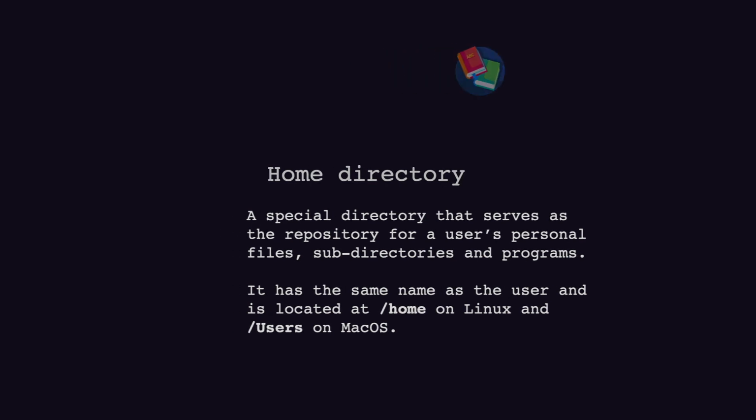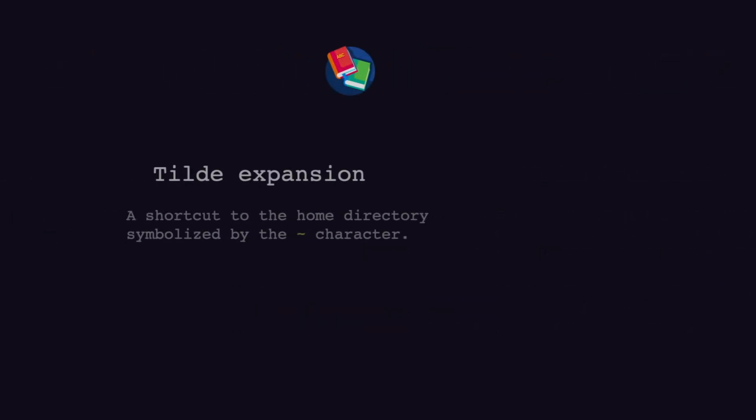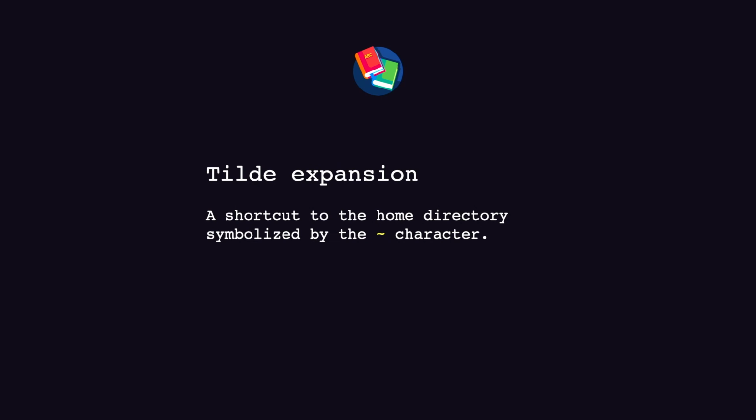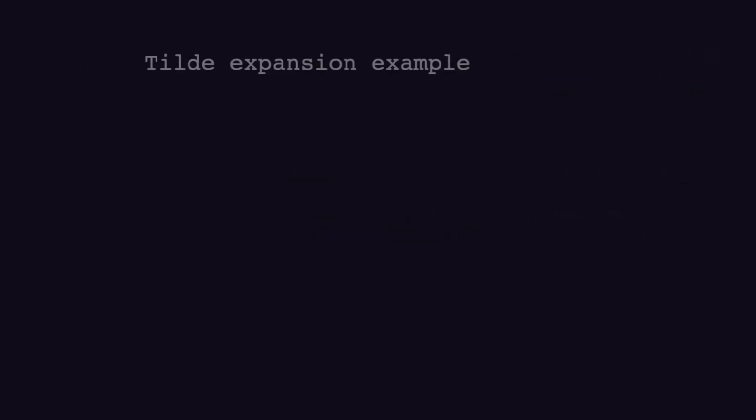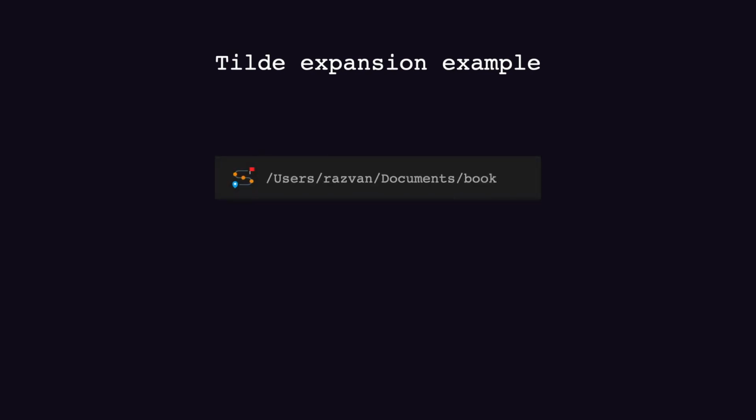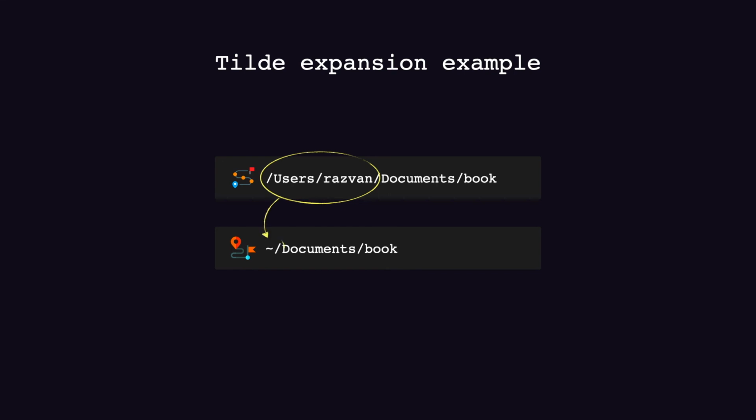Why am I telling you this? Well, because the tilde expansion is actually a shortcut to that home directory we can use in our relative paths. So whenever you want to write a relative path starting from your home directory, you can simply start with a tilde character followed by your other path components.